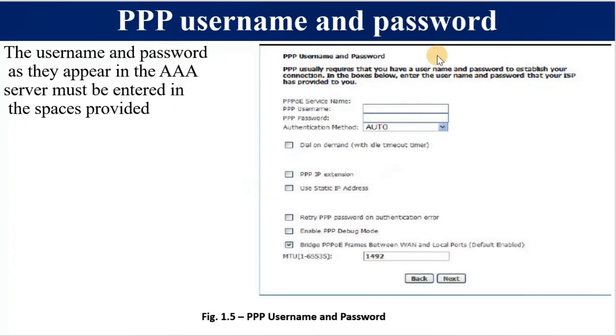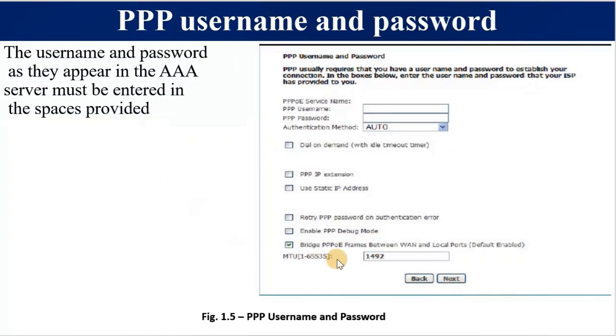Don't rush to reset your modem when you don't know the correct PPP username and password. The username and password in the AAA server must be entered in the spaces provided. PPP username, you enter there. PPP password, you enter there. This is enabled by default. This is the maximum transmission unit of a packet. Don't change it. Then you click next when you are done.